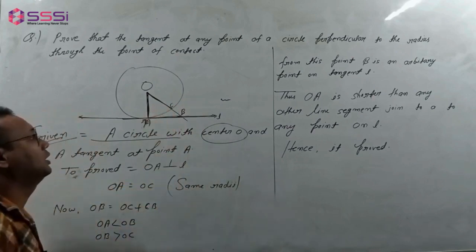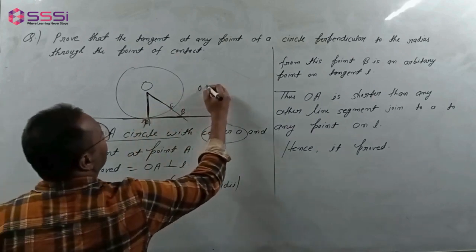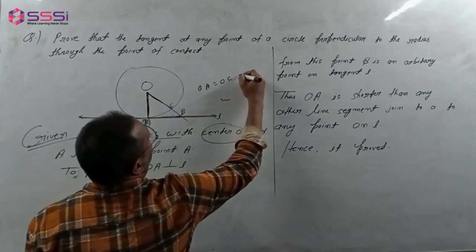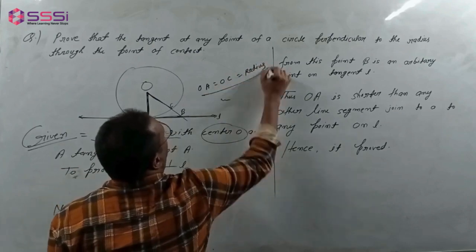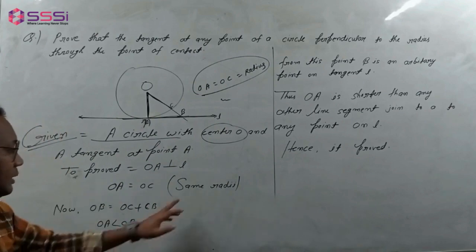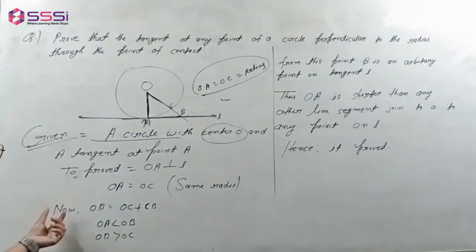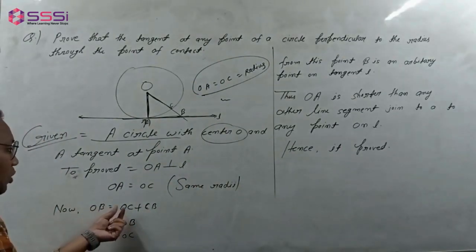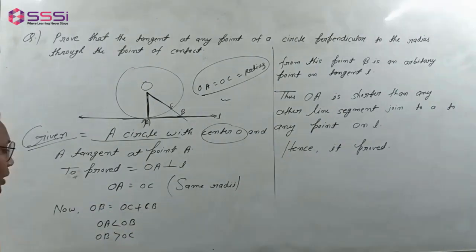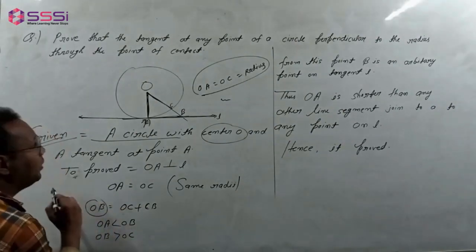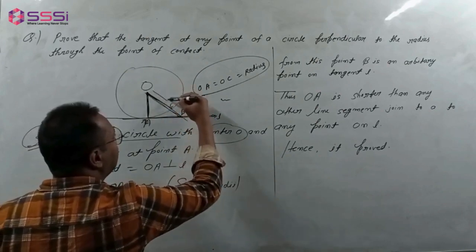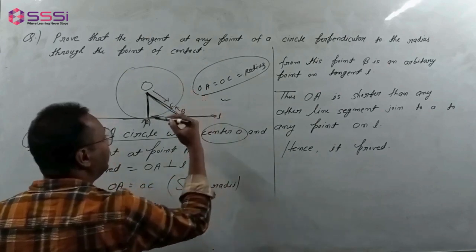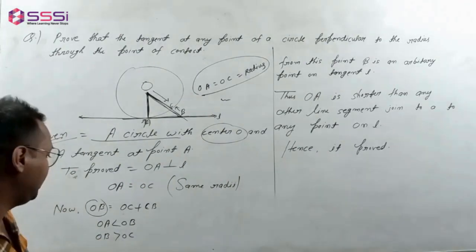OA equals OC equals the radius of the circle, the same radii. Now OB equals OC plus CB. This is OB, OB equals this is OC and this is BC, or CB.